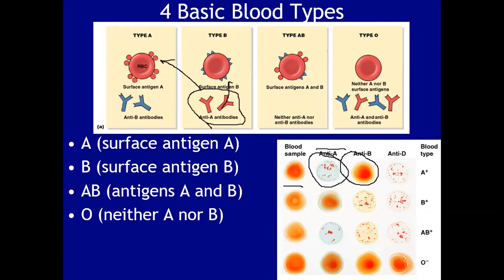Okay, let's try this next one down here. Here we've got our blood sample. We're going to check the anti-A, and they don't clump, so they don't have the A, but they do have the B. We got clumping with the B, so we know that this is blood type B.